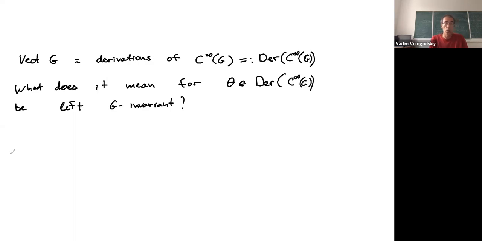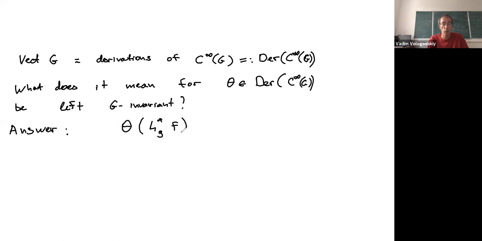The translation is straightforward, so let me just formulate the answer for you. A derivation is a map from functions to functions that satisfies certain properties, and I want this map to be compatible with the left translation. Here is the most obvious formula you can write.